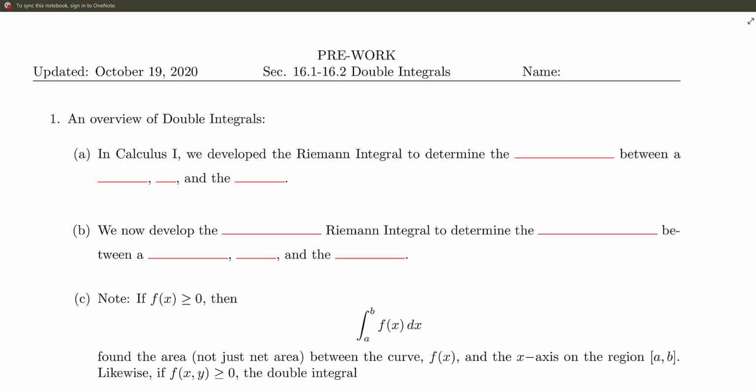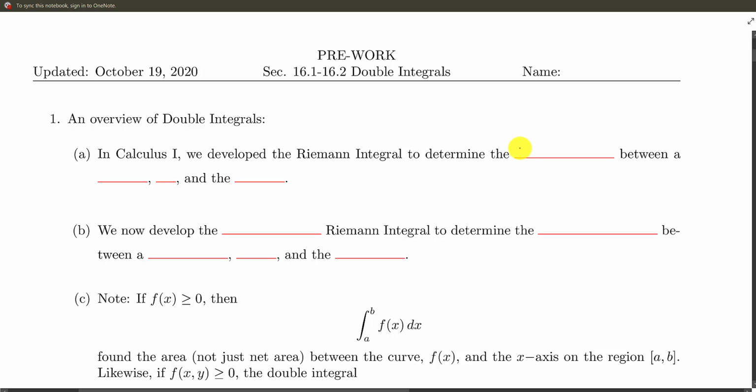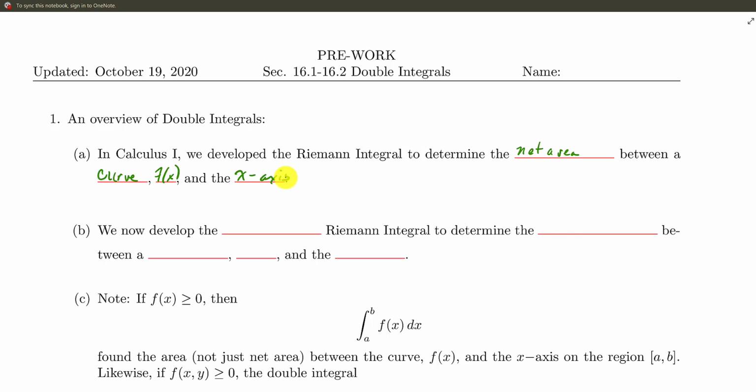So the second half of Calculus 1, the goal was to develop what we called the Riemann integral. The Riemann integral was built to determine what we called the net area between a curve, and curves in R2 look like just f of x, if we think of them as well-defined functions, and the x-axis. Okay, so that was the tool that we developed during the second half of Calc 1, the Riemann integral, and the purpose of the Riemann integral was to compute the net area.